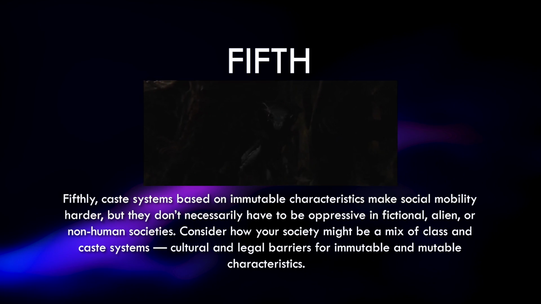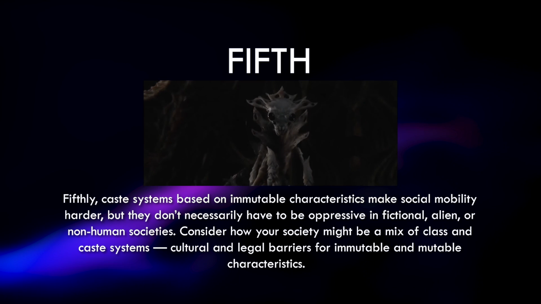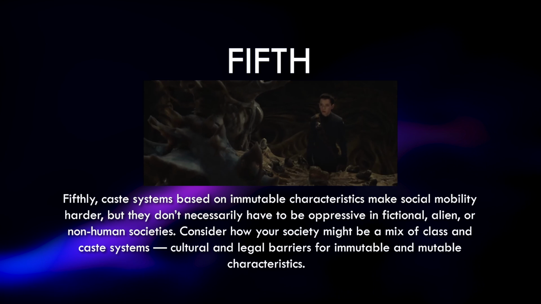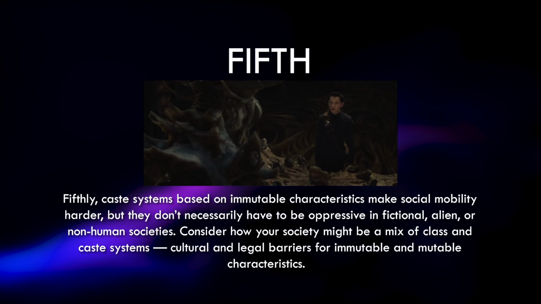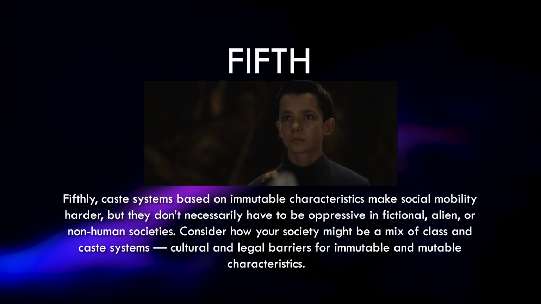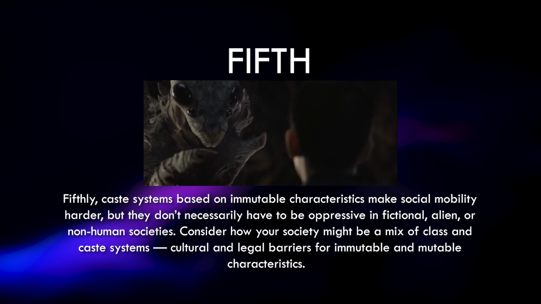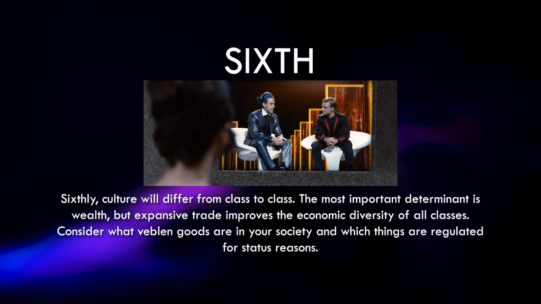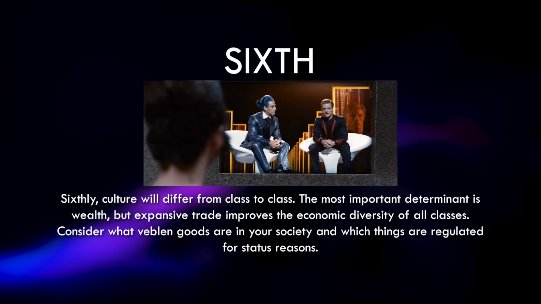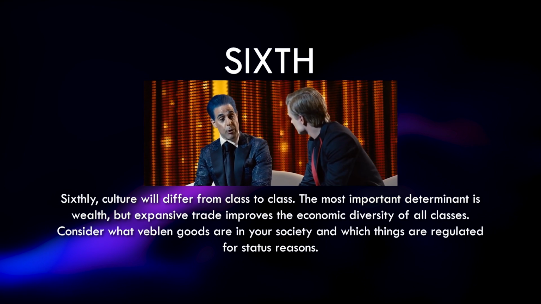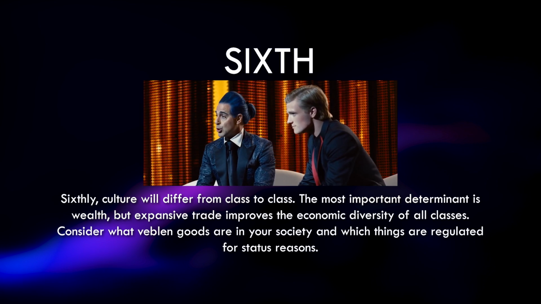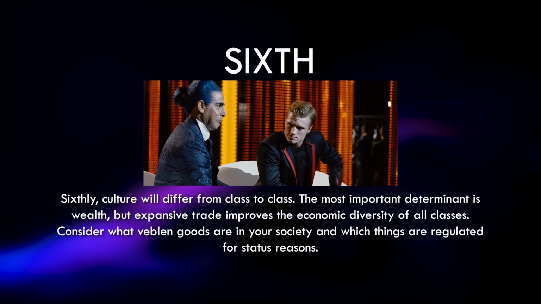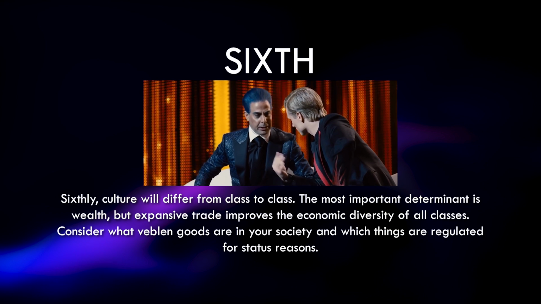Fifthly, caste systems based on immutable characteristics make social mobility harder, but they don't necessarily have to be oppressive in fictional, alien, or non-human societies. Consider how your society might be a mix of class or caste systems, cultural and legal barriers for immutable or mutable characteristics. Sixthly, culture will differ from class to class. The most important determinant is usually wealth, but expansive trade improves the economic diversity of all classes. Consider what Veblen goods are in your society and which things are regulated for status reasons.